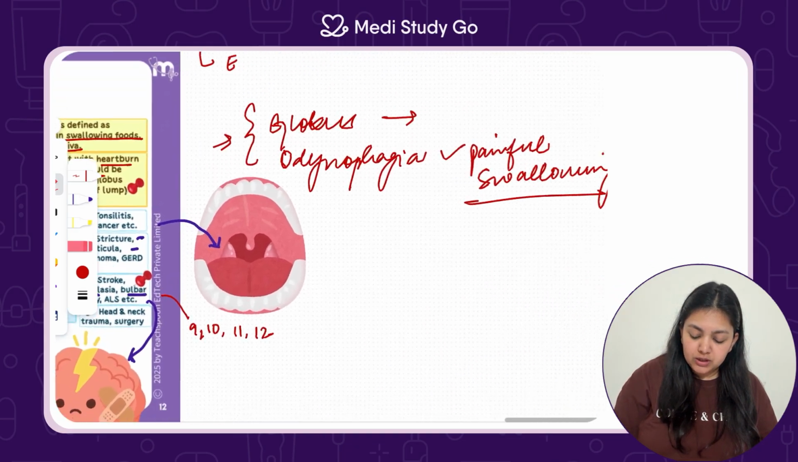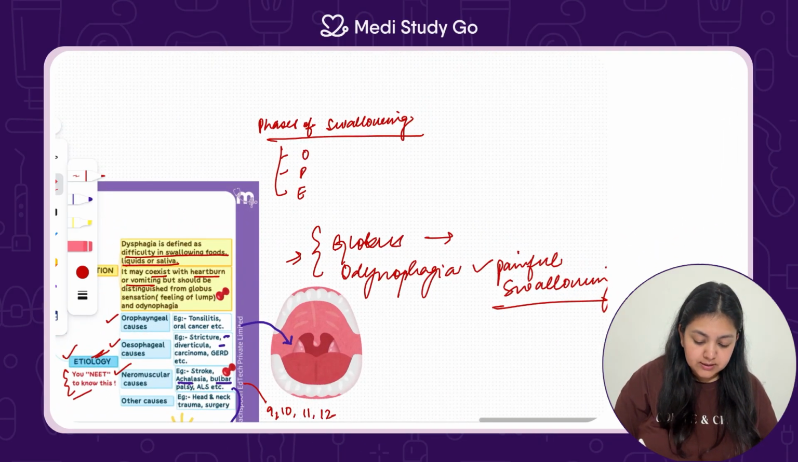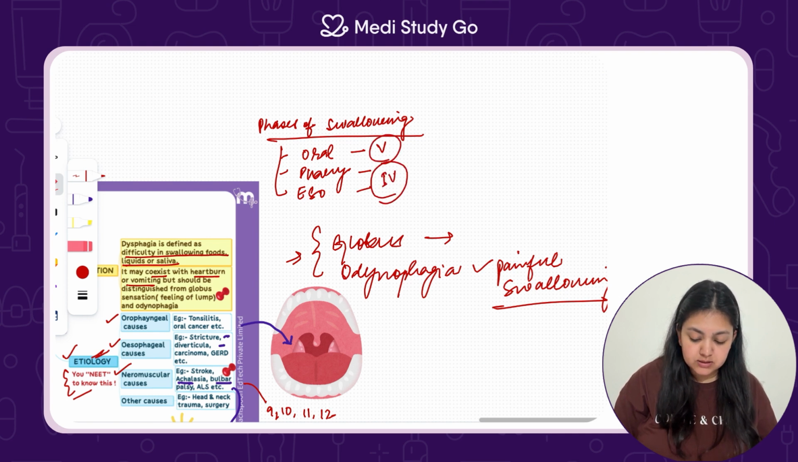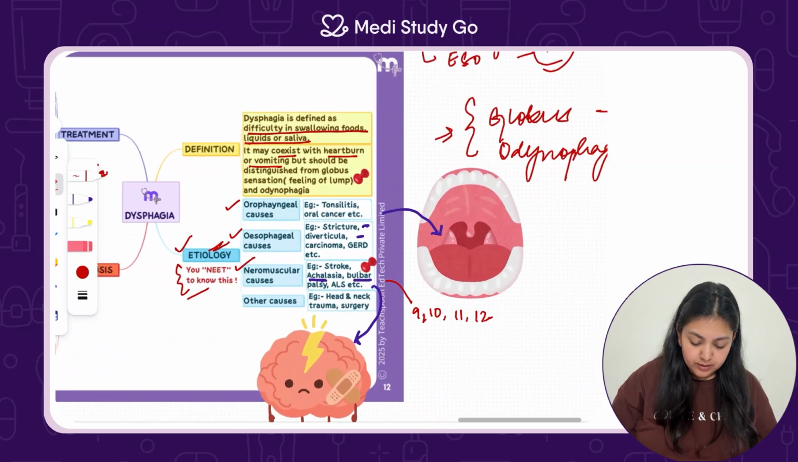Before we do the etiology, there are three main phases of swallowing. That is the oral, pharyngeal, and esophageal. The oral phase is voluntary, while pharyngeal and esophageal are involuntary. Any problem in any of these causes dysphagia, because the patient is not able to get the food from the mouth to the stomach. So the causes are also organized around these.